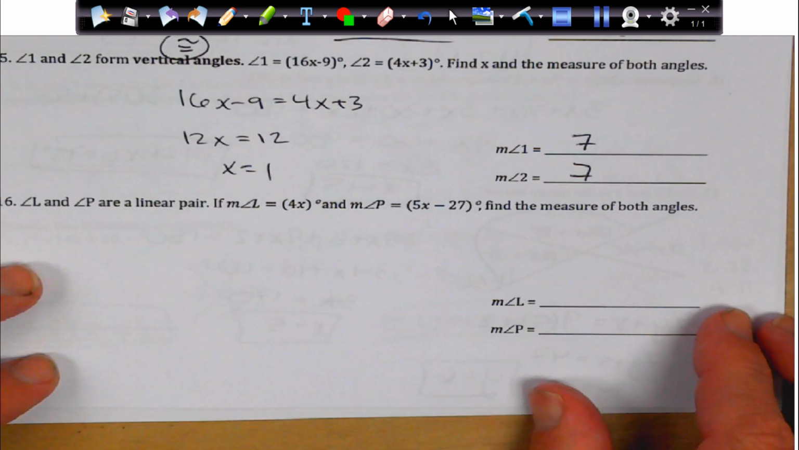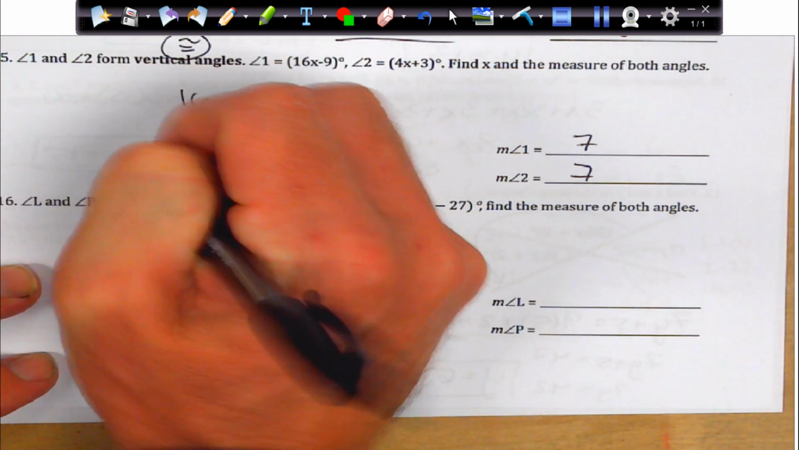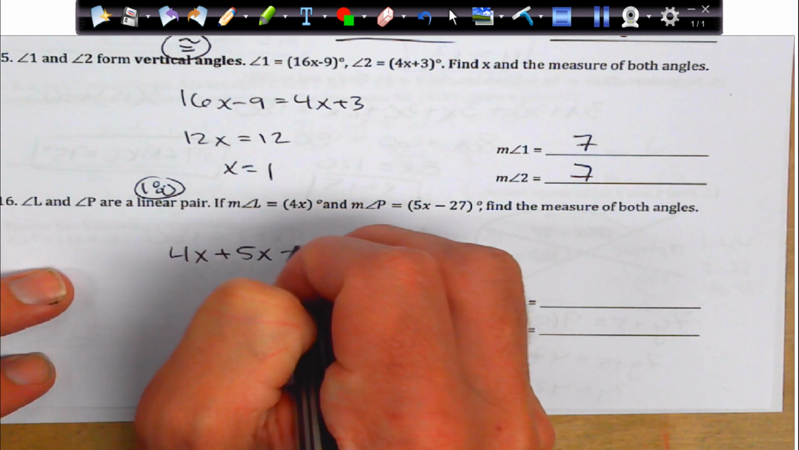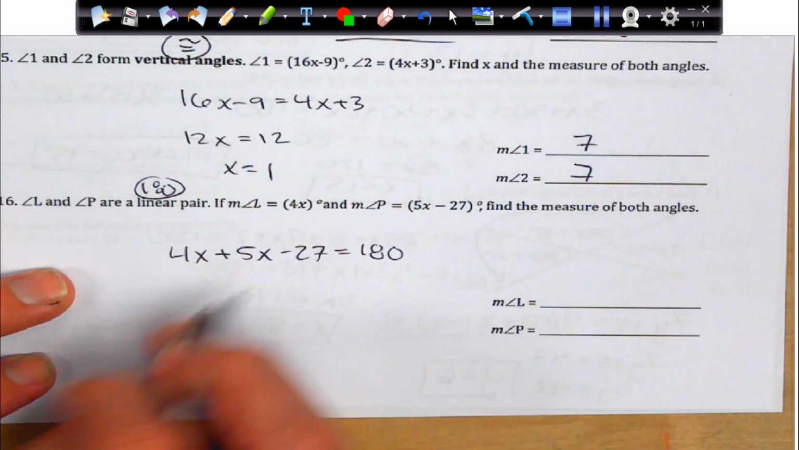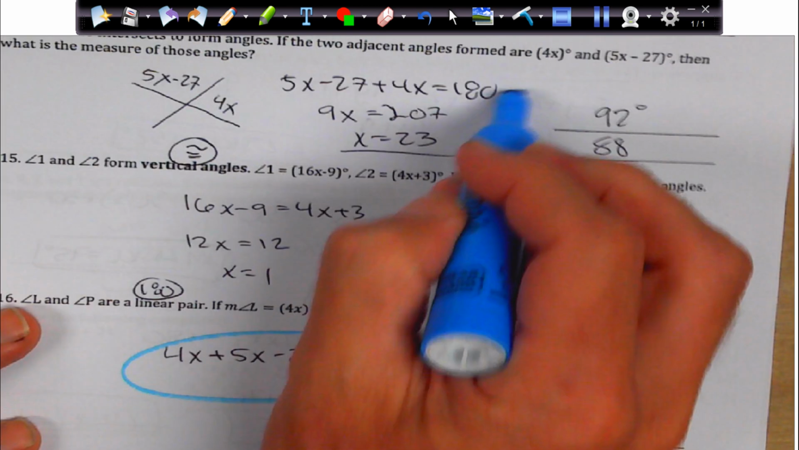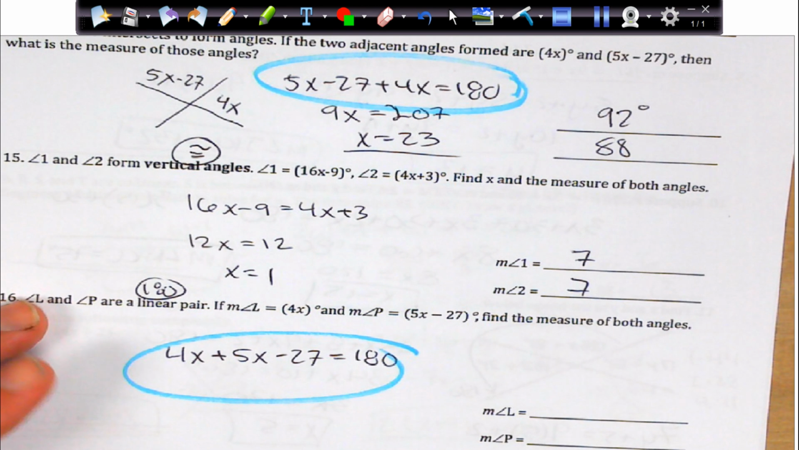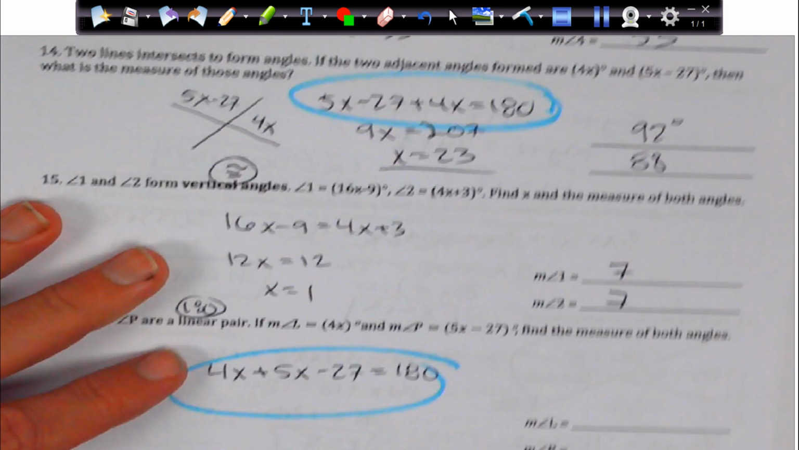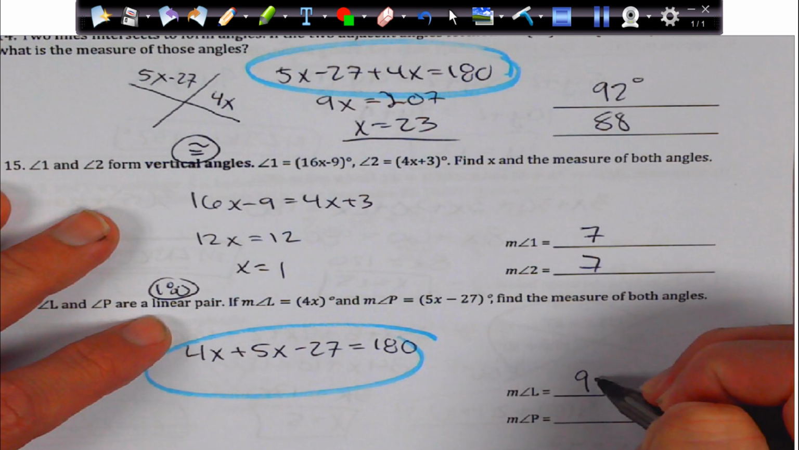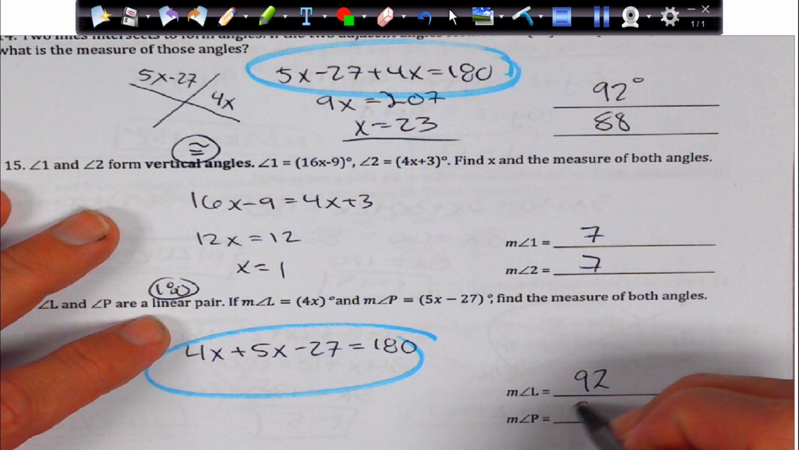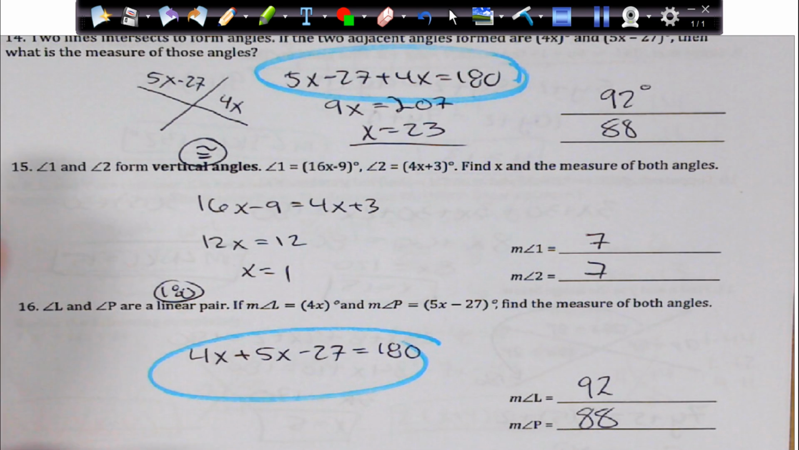And last but not least, linear pair means add to 180. So we're going to get 4x plus 5x minus 27 equals 180. And goodness gracious, this looks very familiar because this problem and this problem are the exact same values. And since we're doing the same setup, we end up with the same answer of 92 and 88. Isn't that cool? Saves me some time.